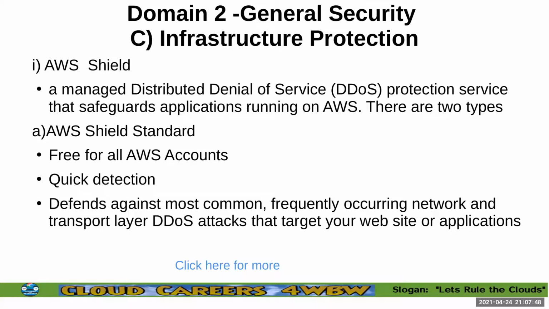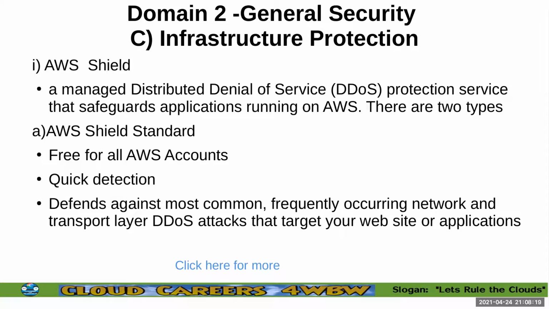You have AWS Shield Standard, and this one is free for all AWS accounts. And it offers some kind of quick detection and defends against most common, frequently occurring network and transport layer DDoS attacks that target your websites or applications. So the first thing you should know about AWS Shield: each time you hear of distributed denial of service, just start thinking of AWS Shield.